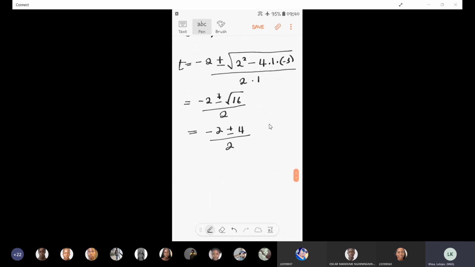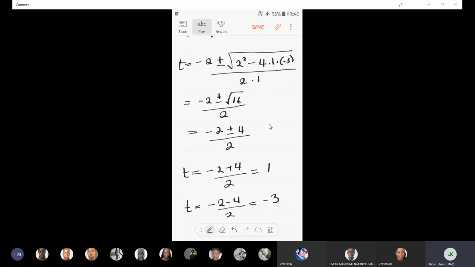Then I can write my two values of t. I have t is equal to -2 plus 4 over 2, and this is just 1, because -2 plus 4 is +2, divided by 2, I get 1. And then the second one, I have -2 minus 4 divided by 2. This should be -3. Okay, so -2 minus 4 is -6, divided by 2, I get -3.